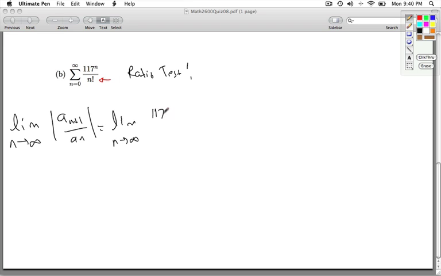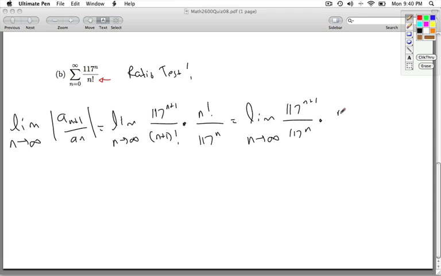So I get 1187 to the n plus 1 over n plus 1 factorial times n factorial over 1187 to the n. Limit as n goes to infinity. Let's get the 1187s together and the factorials together. So this is the limit as n traipses off to infinity. 1187 to the n plus 1 over 1187 to the n. You subtract the exponents, you just get 1187. n factorial over n plus 1 factorial just gives you the n plus 1.